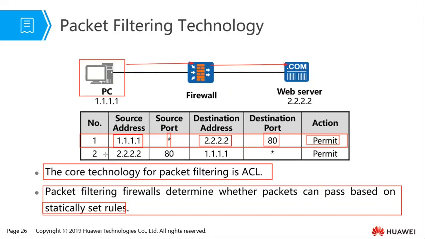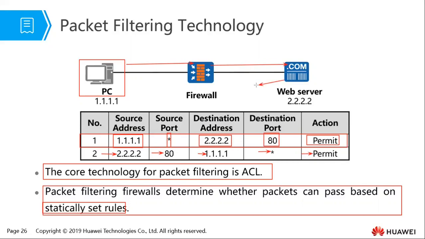In the next example, rule number 2, we are saying if it has 2.2.2.2 as the source address and the source port is 80, and the destination is 1.1.1.1 and the port number is any, then we also want to permit.